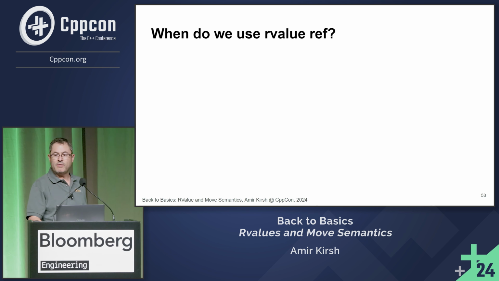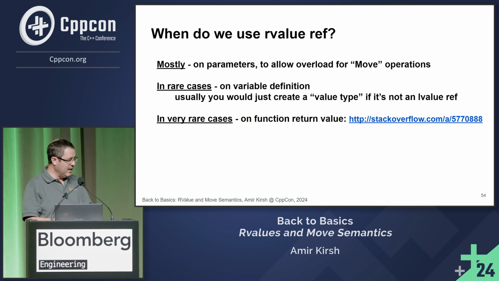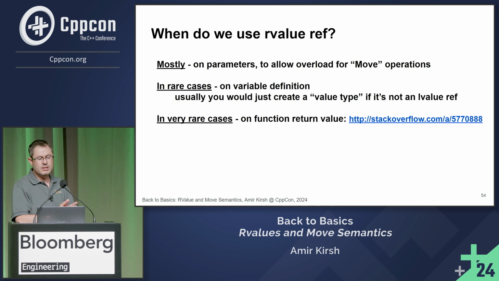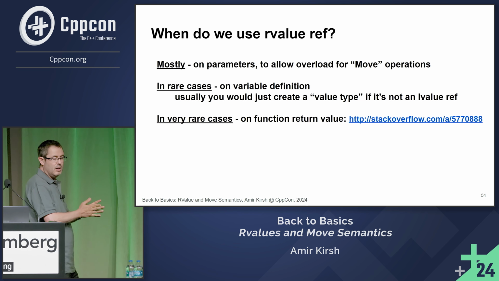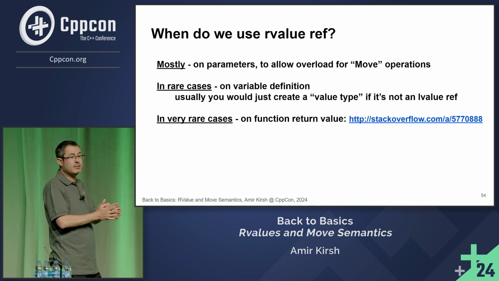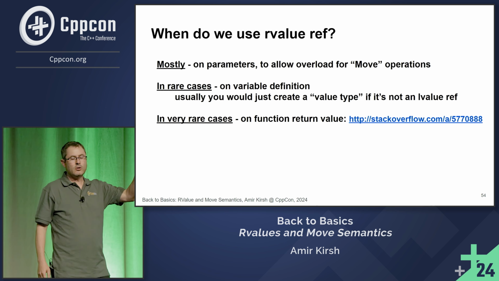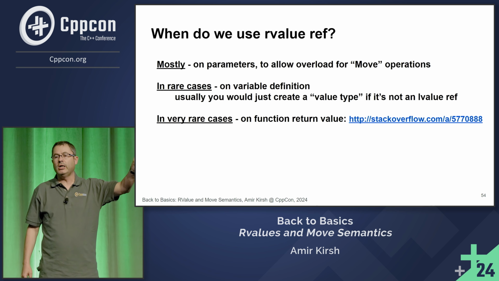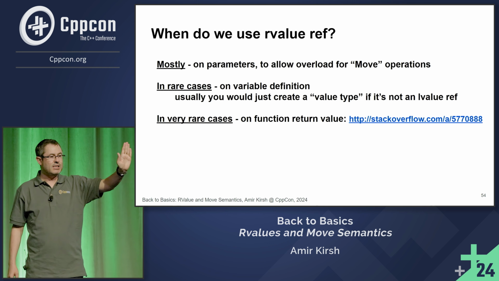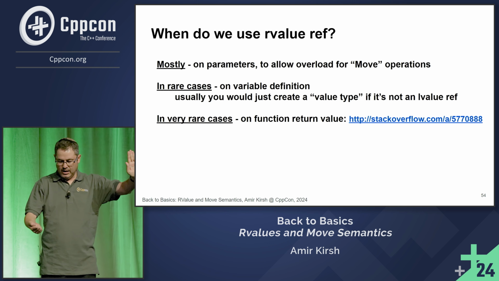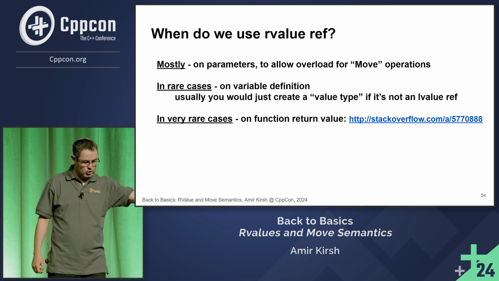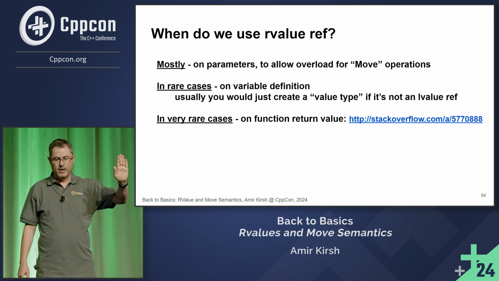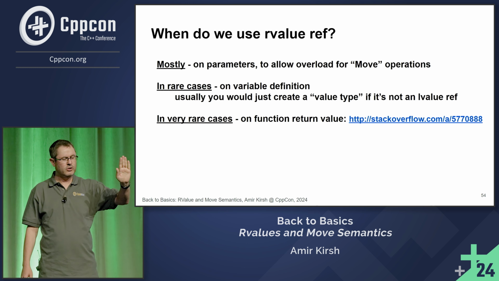When do we use Rvalue ref? Mostly on parameters to allow overloading move operations, in very rare cases on variable definition, and in really very rare cases on return value. It is quite wrong to say that the function returns an Rvalue reference, because usually it will be a dangling reference. If I say by value, it means that the compiler takes care of it, and the other side actually holds something. If I say Rvalue, I'm saying I'm returning a reference to something that is dead. That's not a good idea.